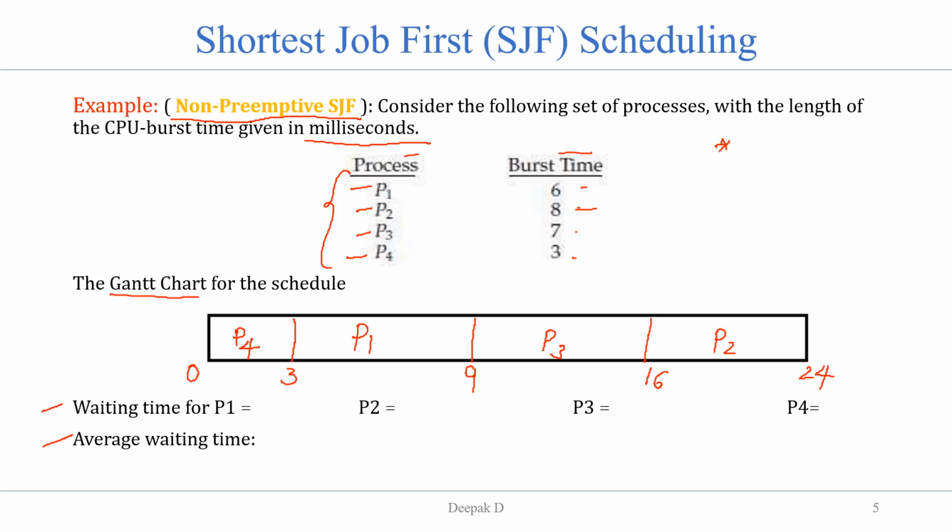Now you can see the waiting time for each individual process. P1 is 3, P2 is 16, P3 is 9, and P4 is 0. And what is the average waiting time here? 3 plus 16 plus 9 plus 0 divided by 4 is equal to 7 milliseconds.